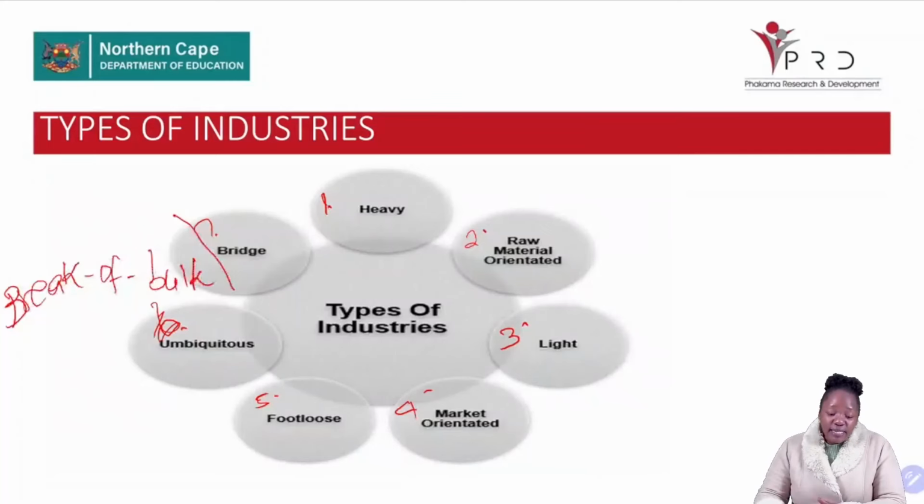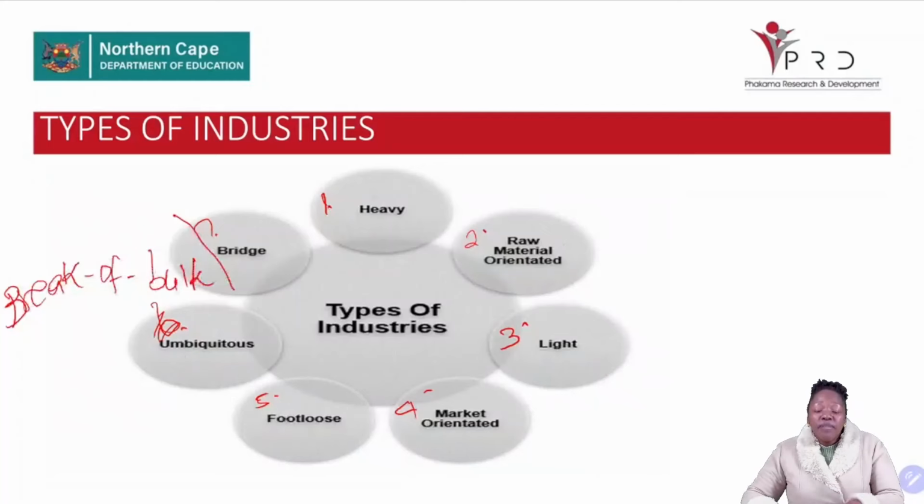So in our next lesson, I'm going to give you the description of each and every industry, and also then we do the difference between the industries that are similar. Let's say, for example, we take number 1, which is a heavy industry and a light industry. There is a difference between the two. And also there is a difference between a break of bulk or the bridge, as well as the raw material. Then we have the difference between number 6 and number 5, where we say ubiquitous as well as footloose.